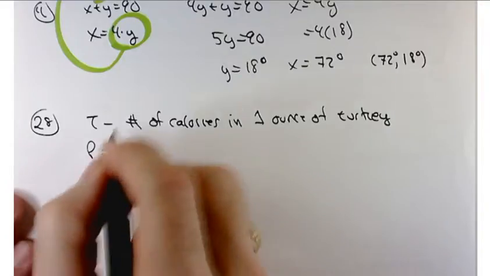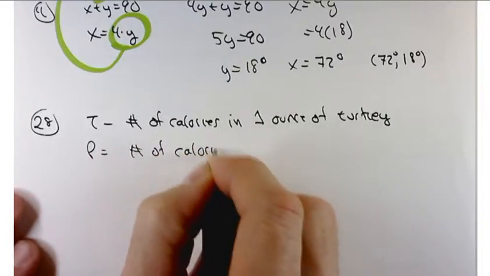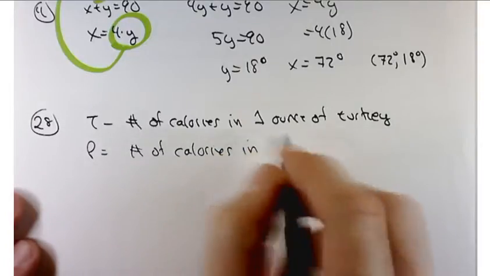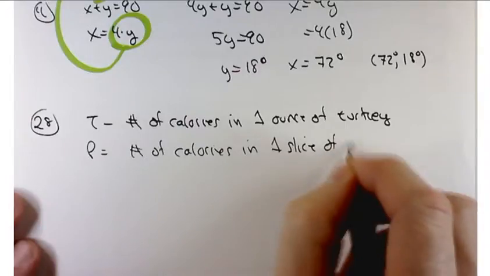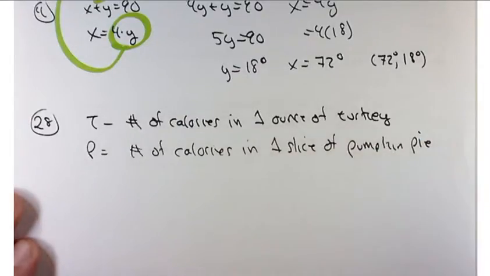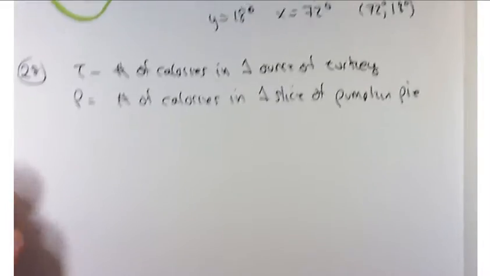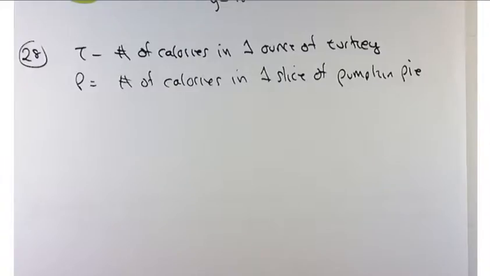P is the number of calories in 1 slice of pumpkin pie. So those are our 2 unknowns. In order to solve, we're going to need 2 equations to solve those 2 unknowns.